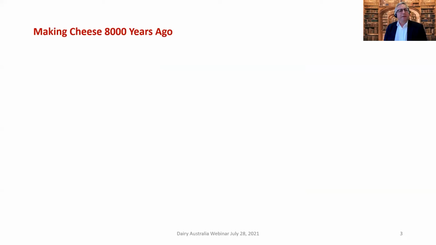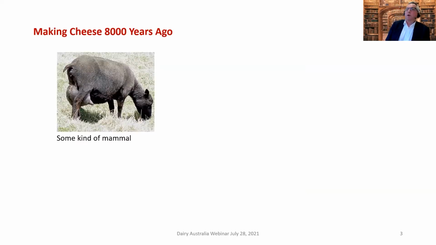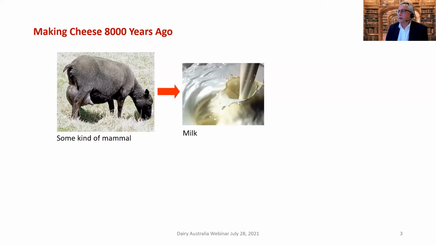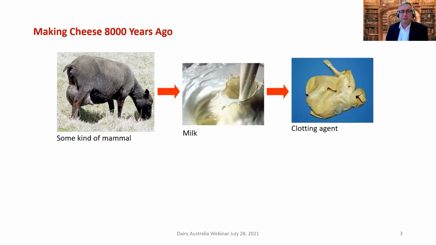So starting out 8,000 years ago, which is always a good place to start, first of all, how was cheese developed? It was probably discovered by accident, and the first thing that's required is some kind of mammal. In this case, it's probably a sheep, I think. And the next thing you need is to be able to milk it. Then you need some way to clot it.